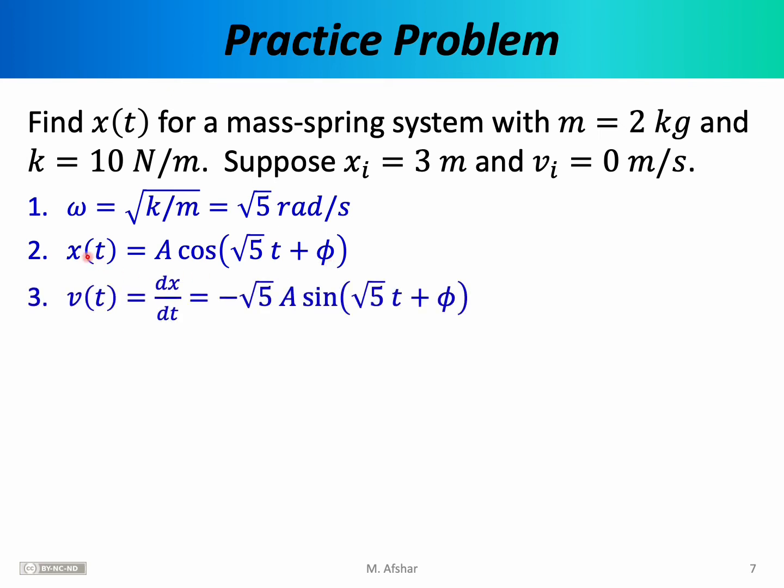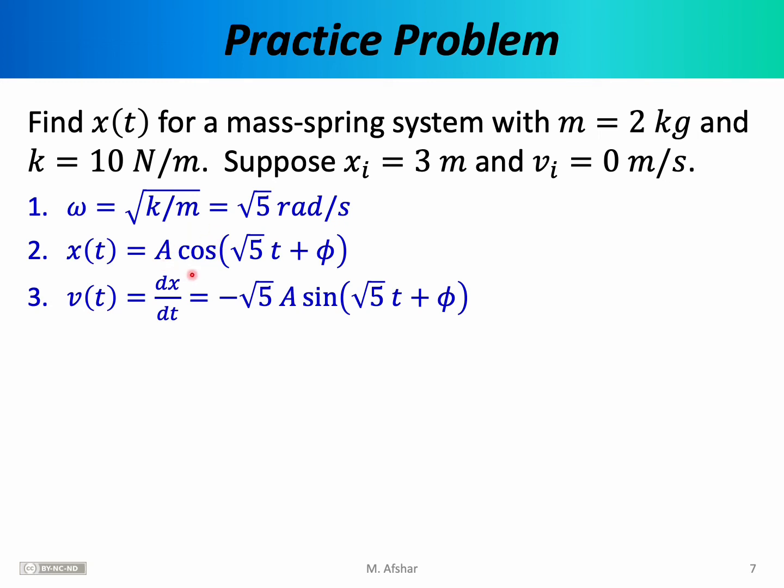The next step is going to be to take the derivative of this function here. Recall that when you take the derivative of x with respect to t, what you get is velocity. That's what velocity is. Velocity is the rate of change in position, and of course the rate of change is the derivative of that function. So the velocity of the mass spring system is the derivative of this function here.